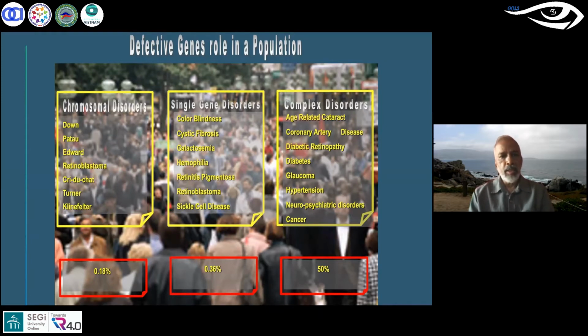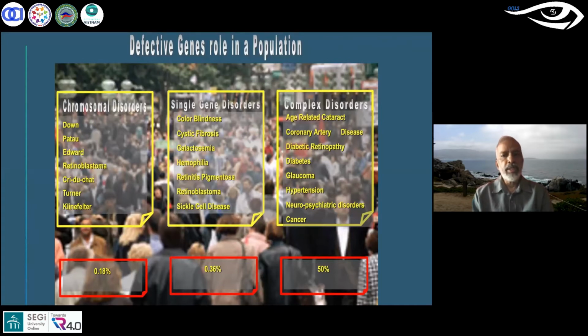And complex disorders are extremely common compared to chromosomal and single gene disorders. It's almost 1 in 2 if you take populations above 50 years of age, starting from age-related cataract, coronary artery disease, diabetes, or diabetic retinopathy, glaucoma, hypertension, and neuropsychiatric disorders or malignancies.